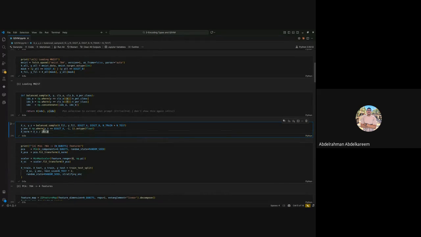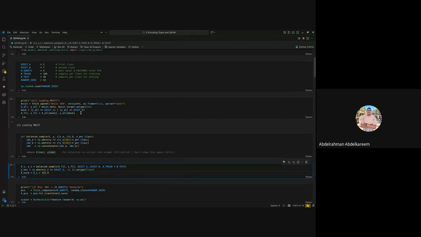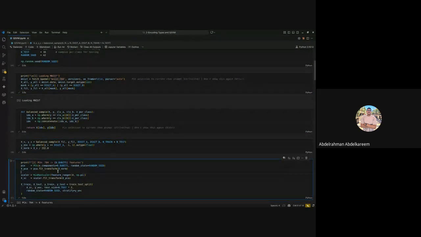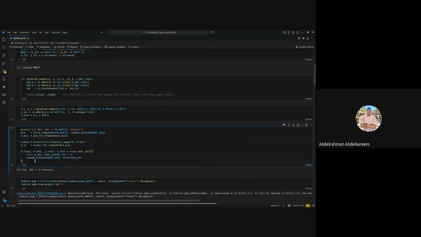Okay, great. Then we normalize the state. Here we divide by 255 as one element in the array is actually considered as a grayscale pixel from 0 to 255. So we divide it by 255 to normalize the state. Then we do the reduction to make the 784 elements into features, into 4 features only. Then we split the training and test.